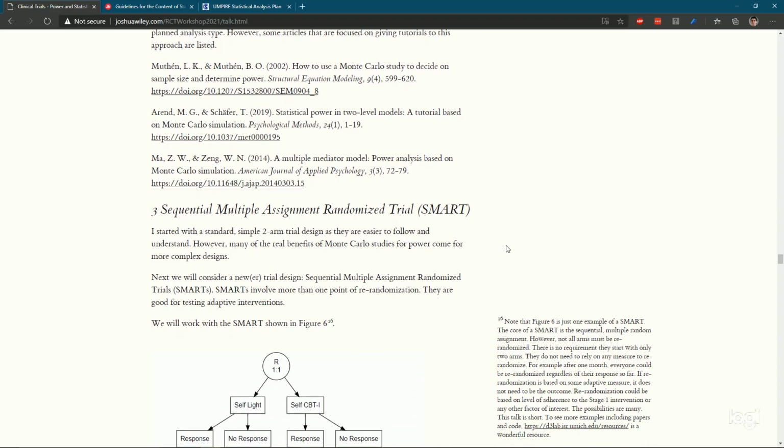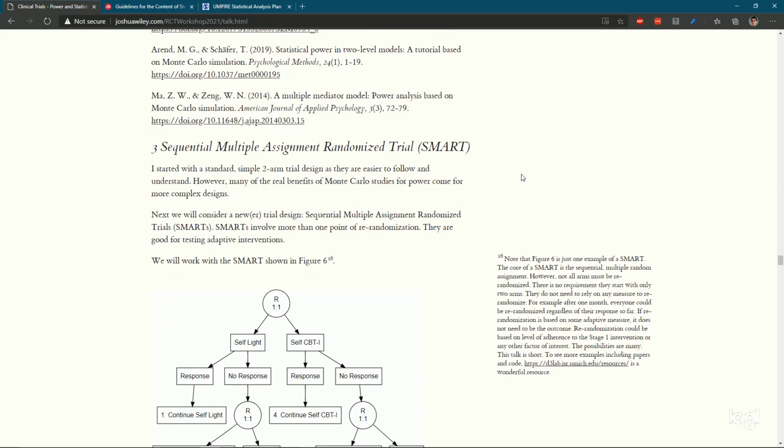All right, so last up, I'm going to talk about sequential multiple assignment randomized trials, or SMART trials. I started with a standard simple 2-arm trial design as it's easier to follow. Probably most of us are familiar with the design, and using that simpler design, I can talk about the SAPs and the power analyses. But the real benefits of Monte Carlo studies are when you've got power for more complex designs and more complex types of analyses for which there don't exist any good, easier ways to calculate power.